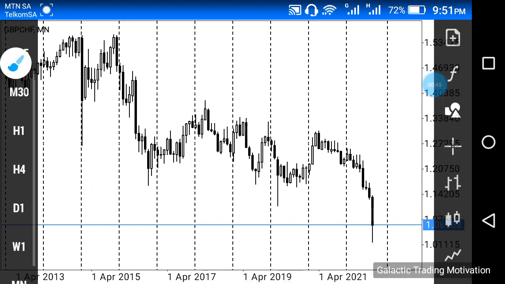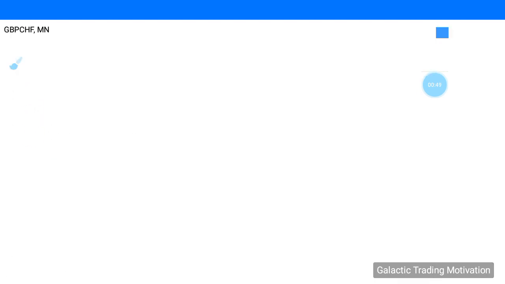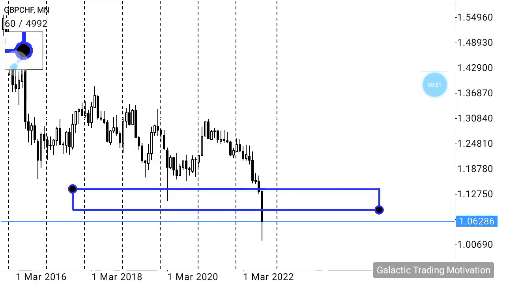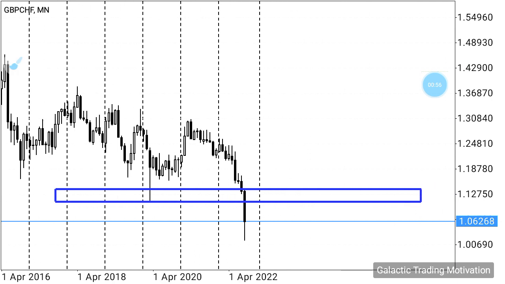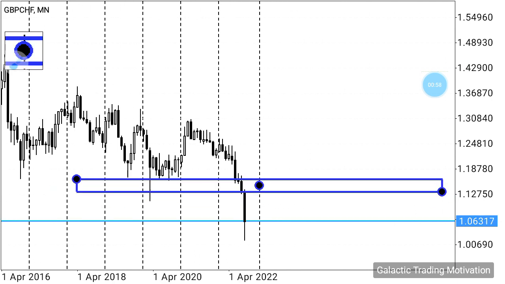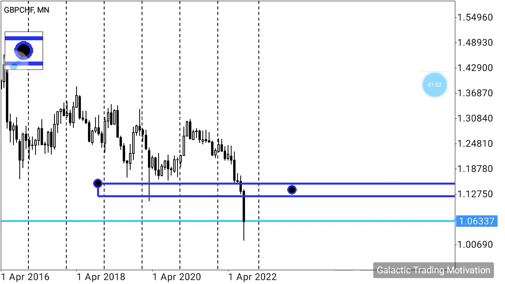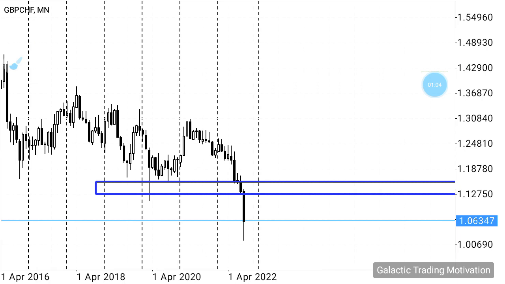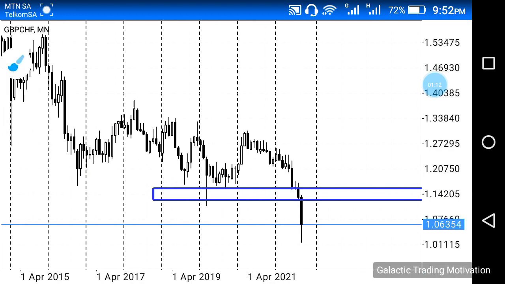What I'm going to do now is add the neckline of that huge M structure, so just bear with me everybody. And just to emphasize, remember that necklines are an area and not so much an actual line. So we can say that this particular level is more or less the neckline of this huge M structure, as I've just said, right? So from here what I'm going to do is head down to the weekly chart.